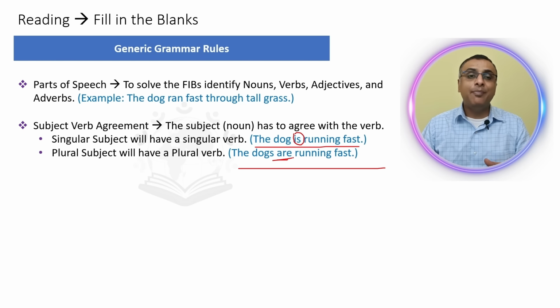Or you cannot say the dogs is running fast. You cannot say like that. It is completely incorrect. It has to be always the dogs are running fast. So this is all about subject-verb agreement.